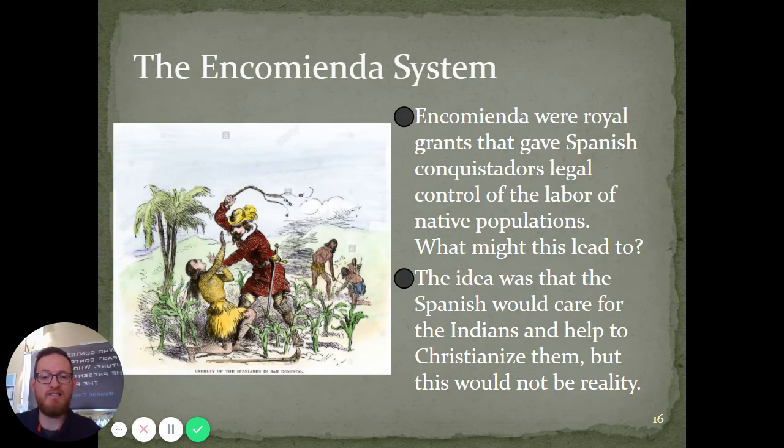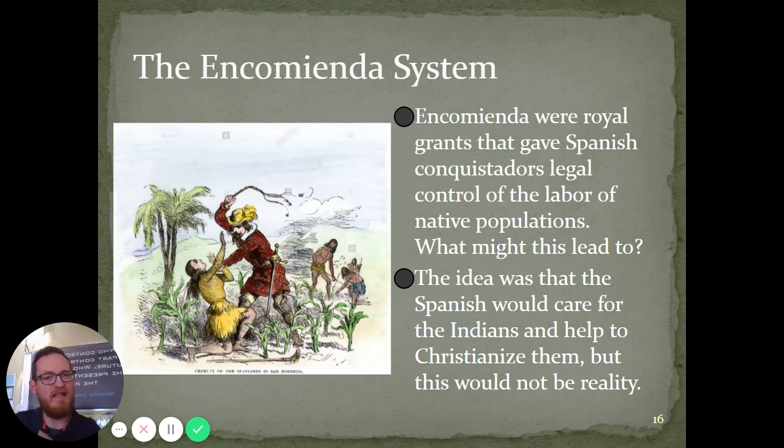Now, the encomienda system was set up by the Spanish. The encomiendas were royal grants that gave Spanish conquistadors legal control of the labor of the native populations. So, of course, what would this lead to? This is going to lead to the Indians being used as basically slaves here in the New World.